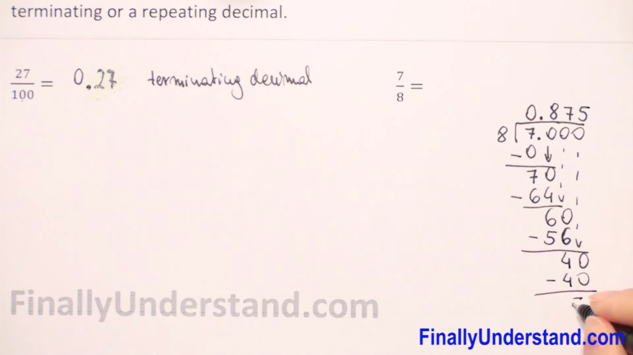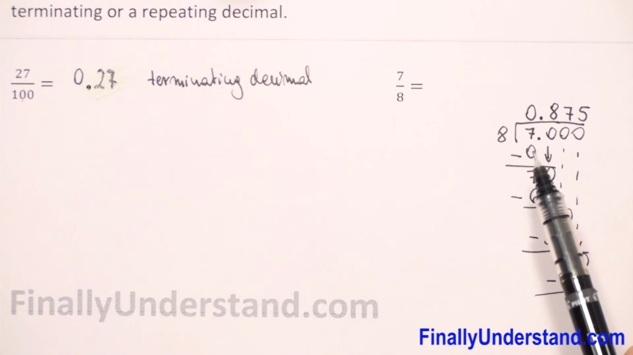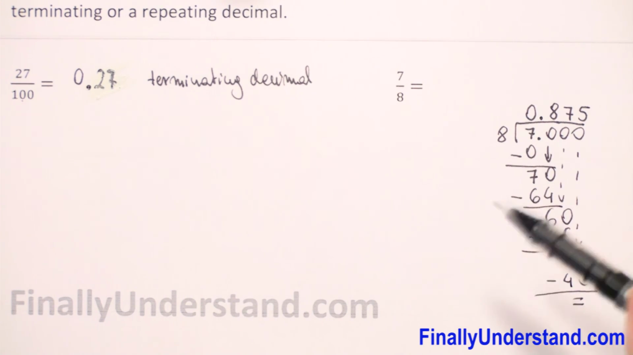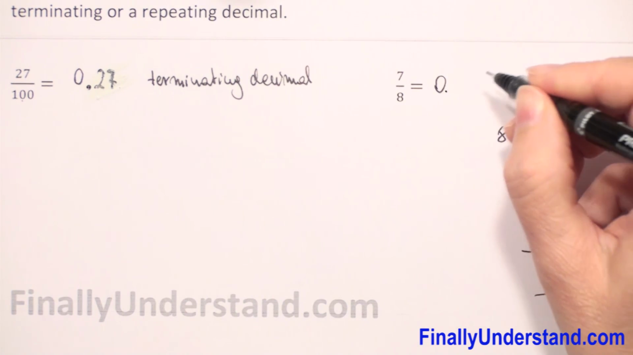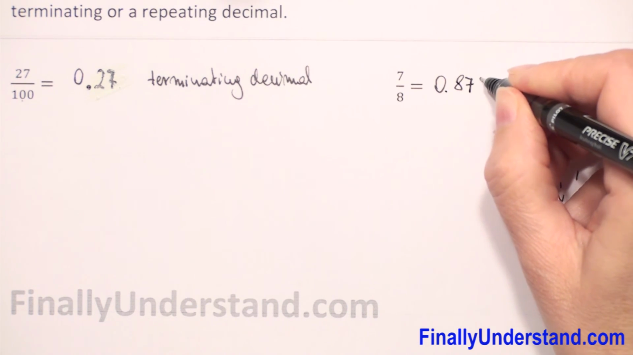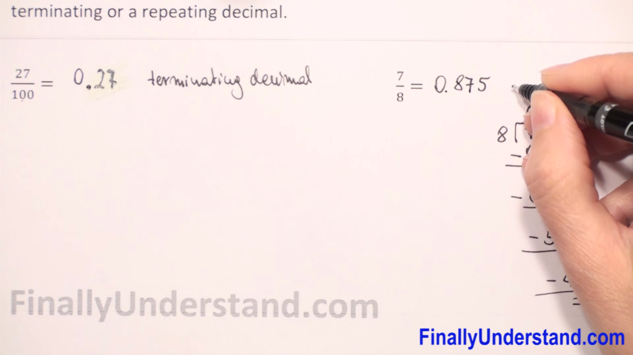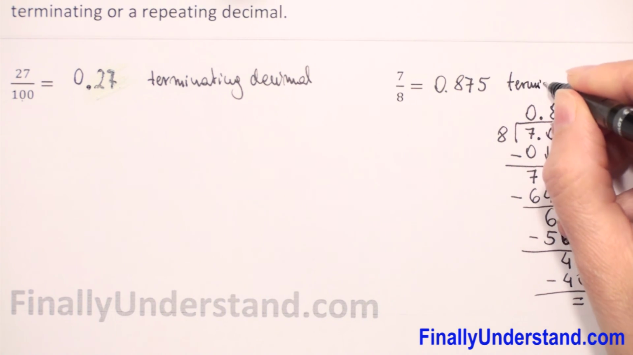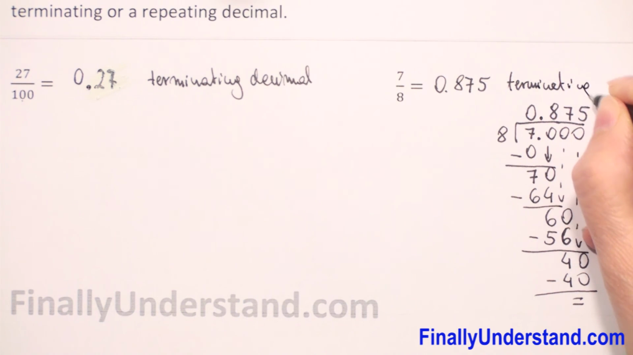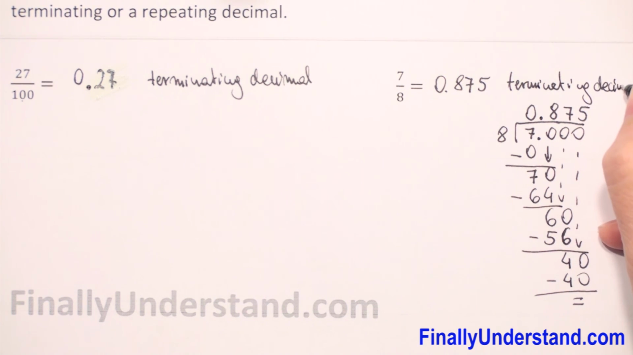So we see that we finish long division. Because we finish long division, we can say that our decimal is a terminating decimal. And 7 over 8, we rewrite that this is 0.875. So we can write that this is a terminating decimal. Why? Because we finish long division. This is my solution.